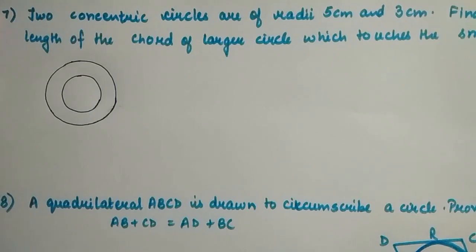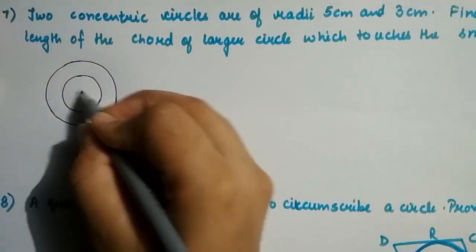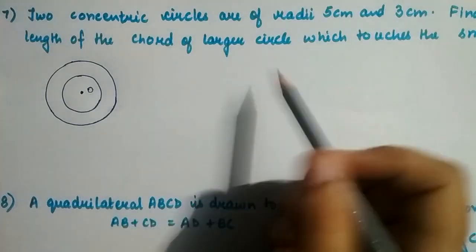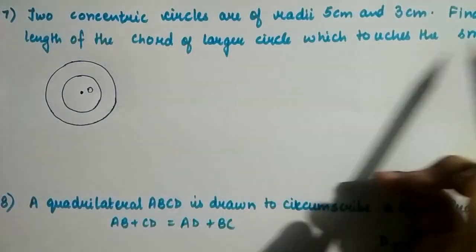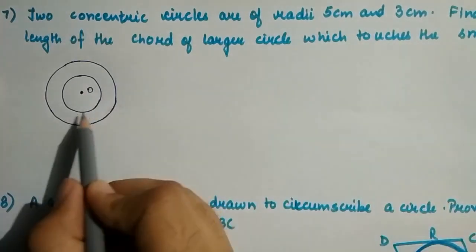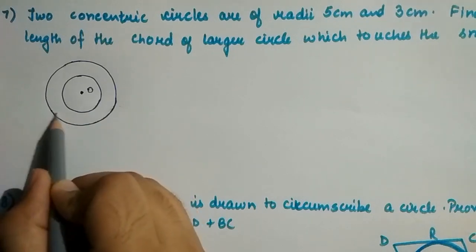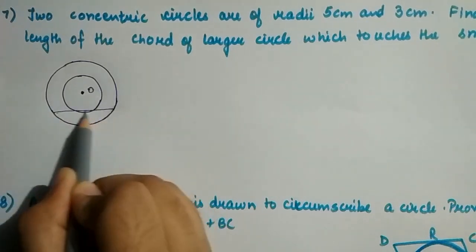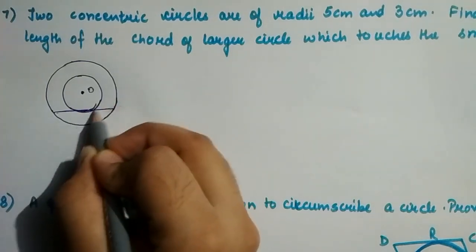Two concentric circles are of radii 5 centimeters and 3 centimeters. Now by concentric circles we mean circles having the same center. So these are the two concentric circles. Let the center of these circles be O. Now they are saying to find the length of the chord of the larger circle which touches the smaller circle. We have to find the length of a chord. This is the chord of the larger circle.